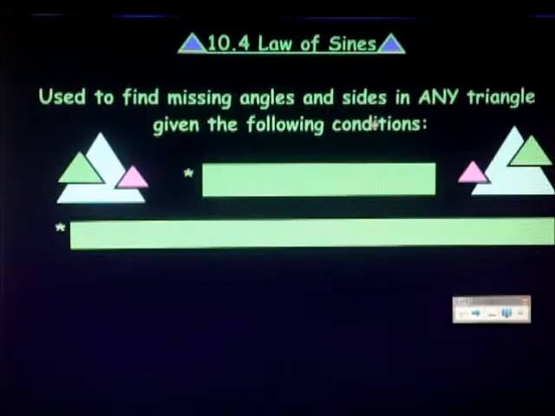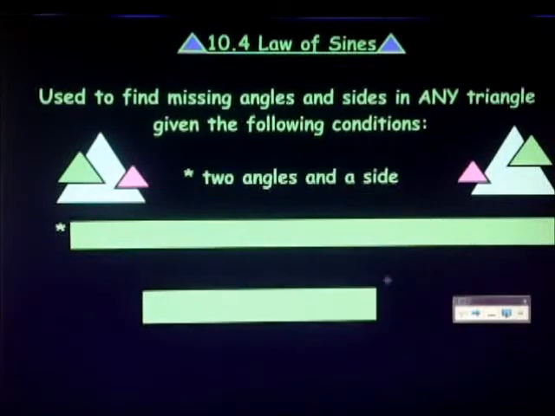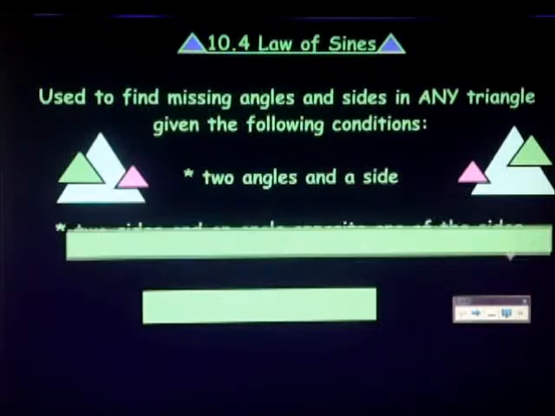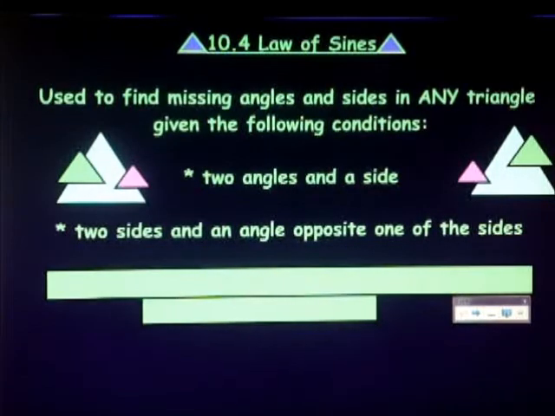There are two conditions that work for the law of sines. The first condition is that you know two angles and a side of the triangle. The second condition is that you know two sides and an angle opposite one of those sides. In these two situations, we are able to find all of the missing pieces of a triangle, and we're going to solve a triangle, as the directions will state.